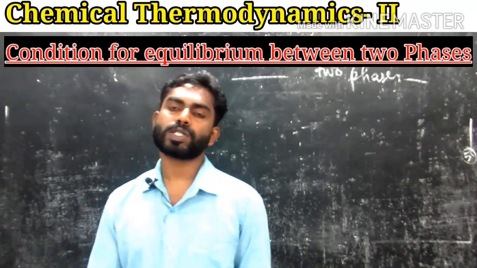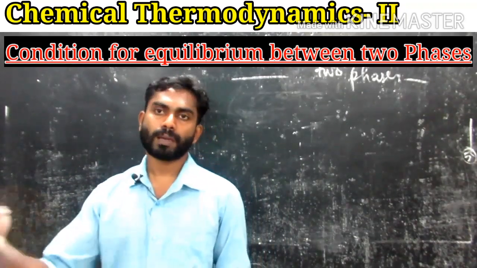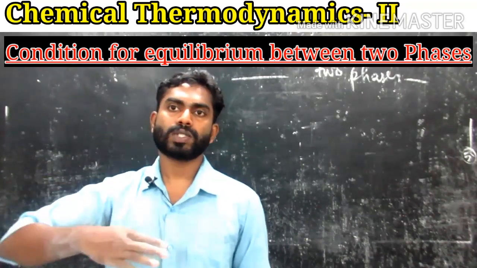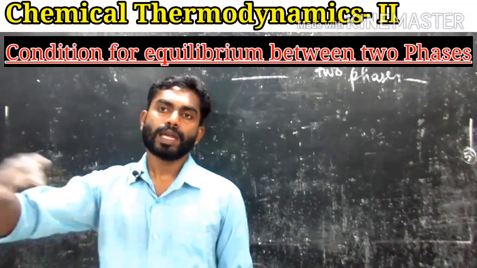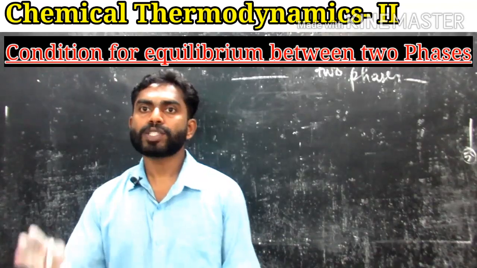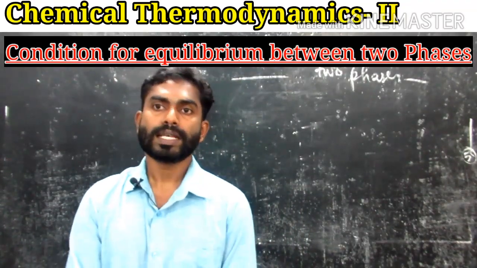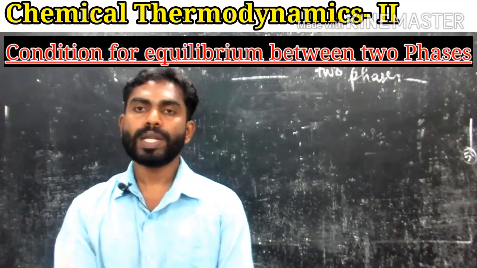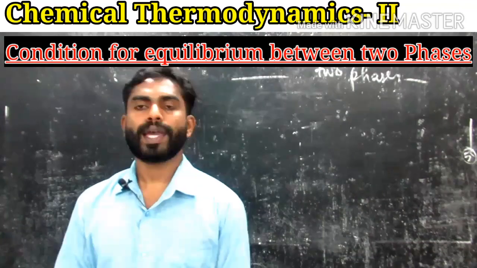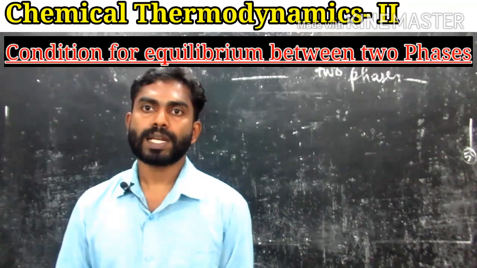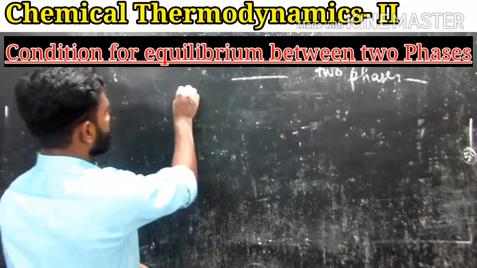A two-phase multi-component system is, for example, two liquid layers in contact. Okay, consider a system in which there are two liquid layers, each phase containing a number of constituents. Let the partial molar Gibbs energy or chemical potential of the constituents be mu1, mu2, etc.